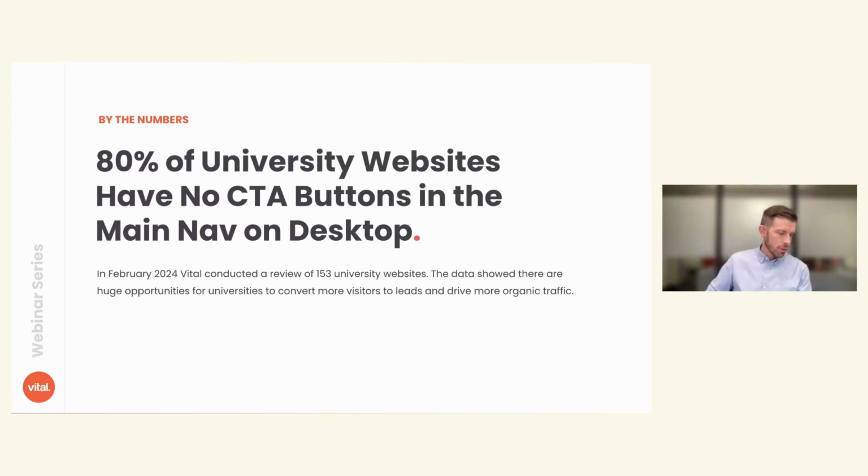And just as a quick sneak peek, one of the findings that came out of that study was that 80% of university websites have no CTA buttons in the main navigation on desktop. We looked at 153 university websites and 80% had no CTA buttons in the main nav on desktop, which is really interesting because in SaaS, in B2B, in pretty much any other industry, that would be common best practice, and we see it work really well. But in higher ed, it's not happening. There are some good reasons why it doesn't happen in a lot of cases, but in a majority of cases, it's just a missed opportunity. So that's an example of some of the things we're going to get into.